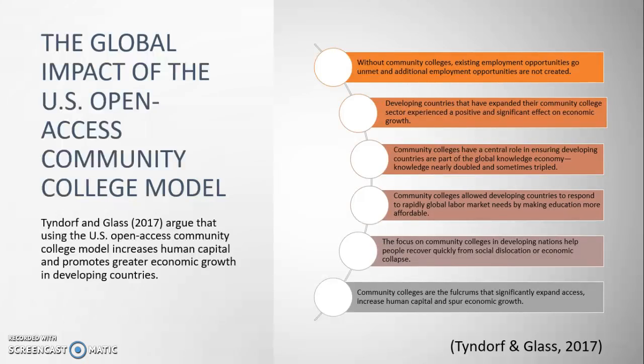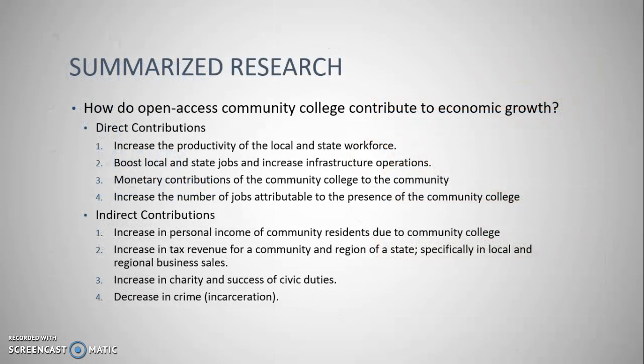In comparison, developing countries that have not adopted the U.S. open access community colleges are doing significantly worse and are not developing at a high enough rate. In fact, the research shows that those who have adopted the model of the U.S. open access community college show an increase of 1% in GDP per capita for every 10% increase in education enrollment.